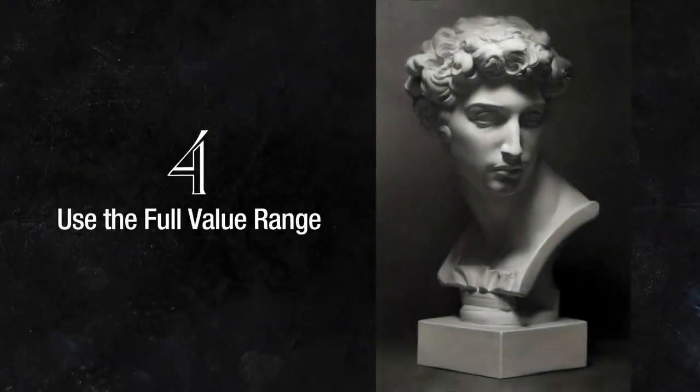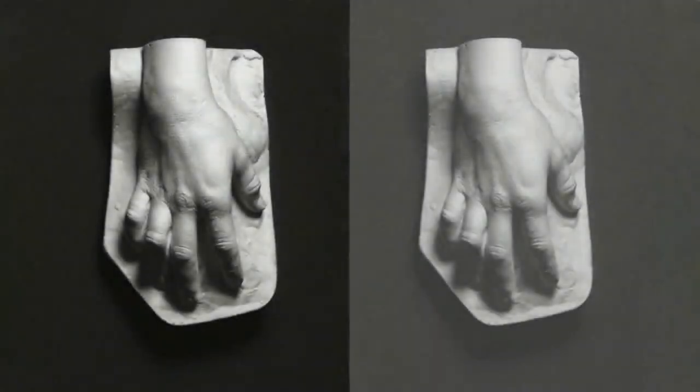Tool number 4 is to use the full value range. On the left, there's a charcoal drawing in the full value range that charcoal is able to express. On the right is the same drawing, the way it would have looked if it had been drawn with an H or 2H pencil. A hard pencil is severely limited in its value range. So if you're looking for realism and impact, try to expand your value range within your drawing or painting.